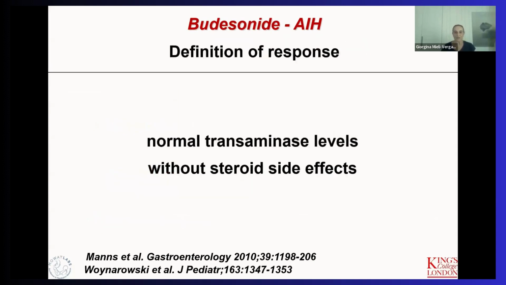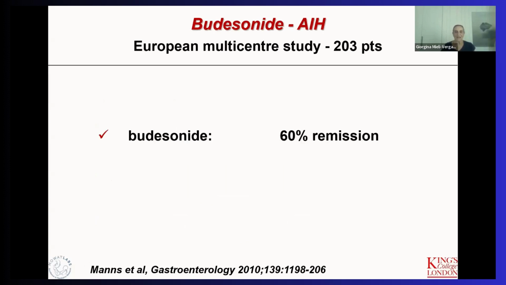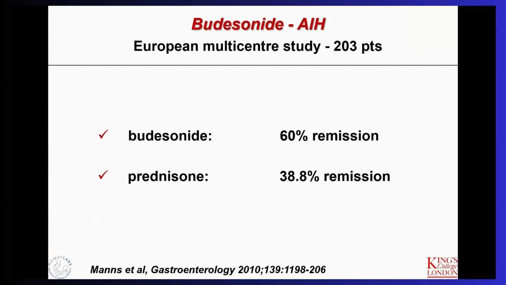If you look at the results, the definition of response was a normal transaminase level without steroid side effects, which is a little bit biased towards budesonide, because budesonide theoretically should have fewer steroid side effects. And if you look at the overall results, they look very promising because the budesonide arm had 60% remission and the prednisone arm had 40% remission. So simply, budesonide is better. Don't forget that these were also without serious side effects.